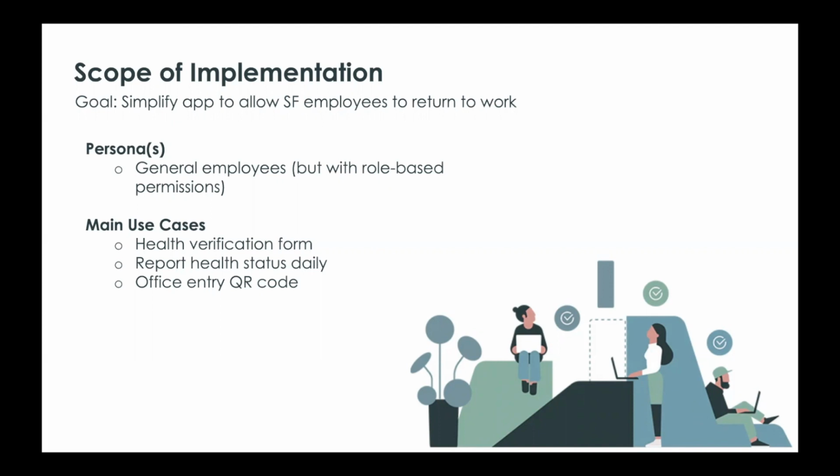And then we're also going to expose another out-of-the-box capability from the emergency response app so that employees can report their health statuses daily. And that really gives management the visibility on health statuses across the organization. And then lastly, and more importantly, your employees will be able to pull up an office entry QR code so that they can quickly get scanned into the building.